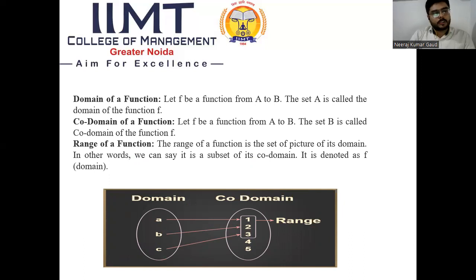Last is the range of a function. The range of a function is the set of images of its domain. In other words, we can say that it is a subset of its codomain and is denoted as f(domain). So it is clear from the picture that this is your domain and this whole is your codomain and the image of the domain will be your range.